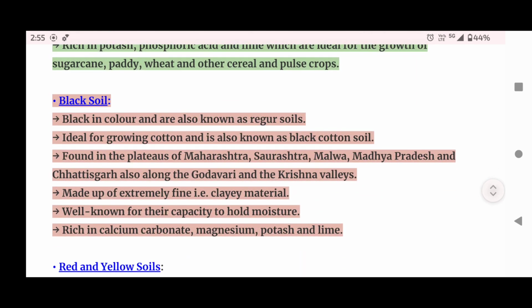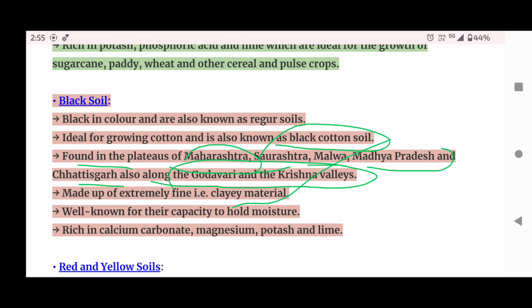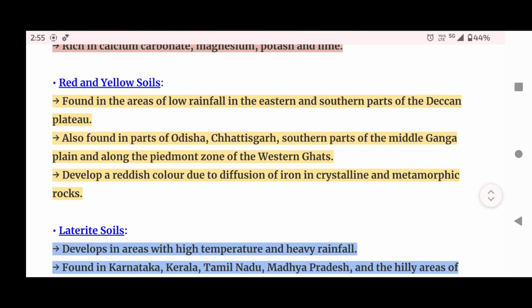Black soil, black in color and also known as regur soils, ideal for growing cotton and also known as black cotton soil. Found in the plateaus of Maharashtra, Saurashtra, Malwa, Madhya Pradesh, and Chhattisgarh, also along the Godavari and the Krishna valleys. Black soil is made up of extremely fine, that is clayey material. Black soil is known for its capacity to hold moisture and it is rich in calcium carbonate, magnesium, potash, and lime.